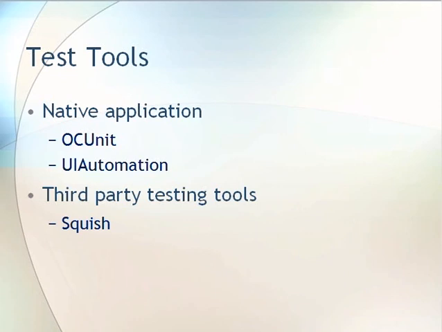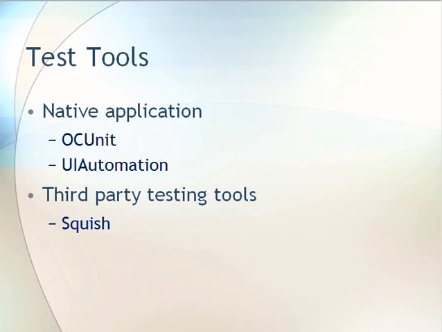As to the third-party test tools, there are both native applications and third-party test automation tools. For example, in native applications, OCUnit is used to create unit tests, and UI Automation is another example. And as to the third-party test automation tools for iPhone applications, Scratch is a GUI test automation tool.